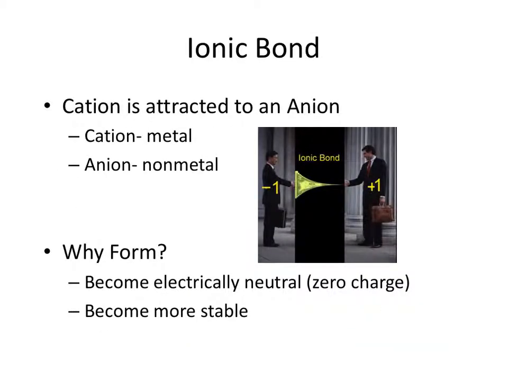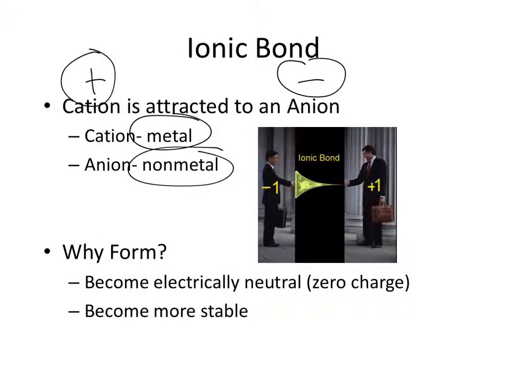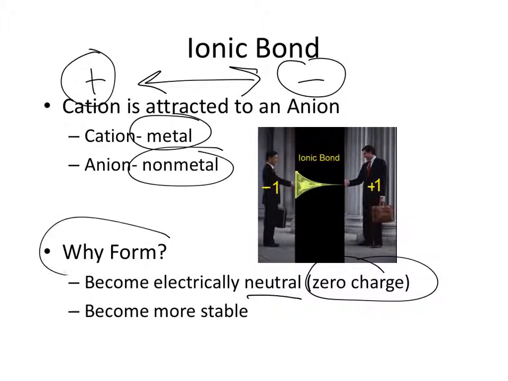Now, because of these charges, they're attracted to each other. The positive cations are attracted to the negative anions, basically meaning the metals and nonmetals attract each other. They're almost donating electrons, metals to the nonmetals, and because of that donation, you get that positive and negative charge, and they want to be around each other. They end up becoming neutral, meaning absolutely no charge when they come together. That's one of the main reasons they form an ionic bond. They become much more stable when they have that zero charge.